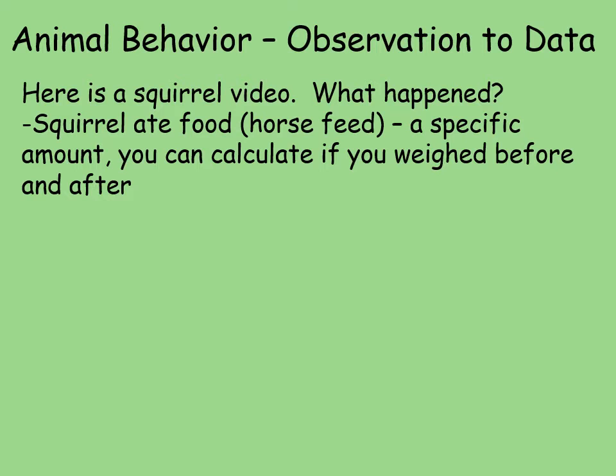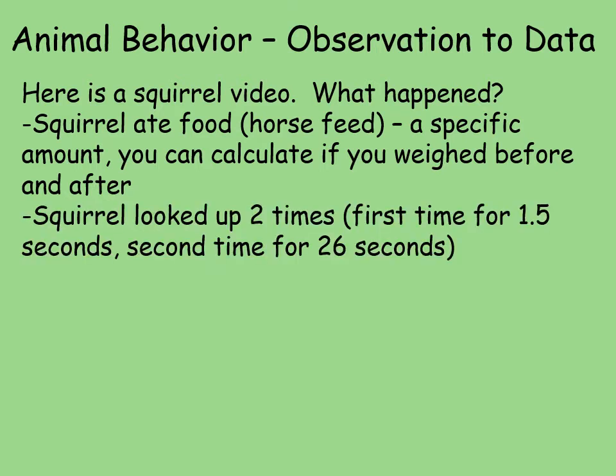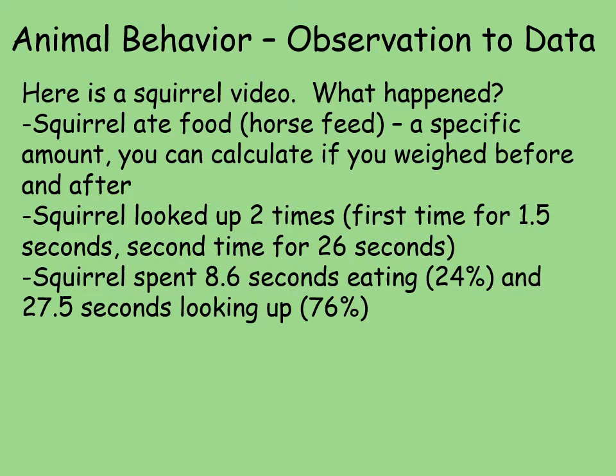So the squirrel did eat a specific amount of food. If you wanted to, you could weigh the food before and after to figure out exactly how much food the ground squirrel consumed, if that was your interest. The squirrel looked up 2 times during this video clip. The first time was for 1.5 seconds. The second time was for 26 seconds. Overall, the ground squirrel spent 8.6 seconds eating food and 27.5 seconds looking up.